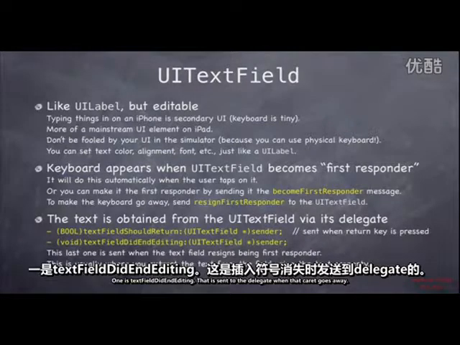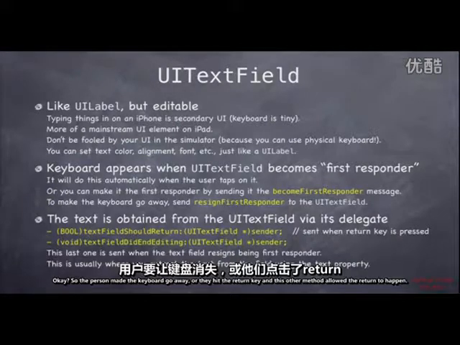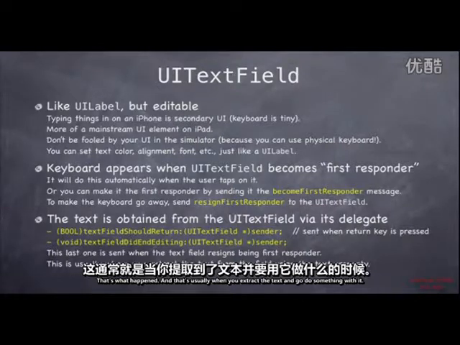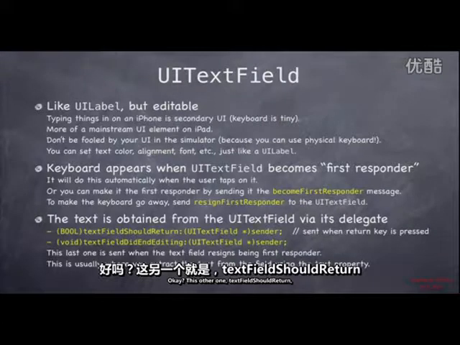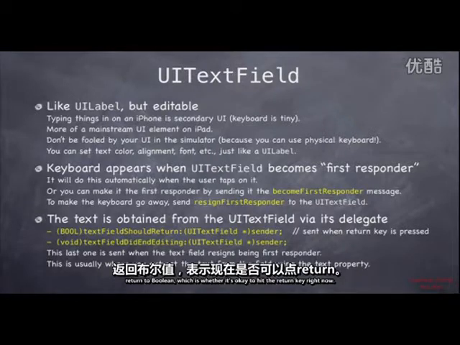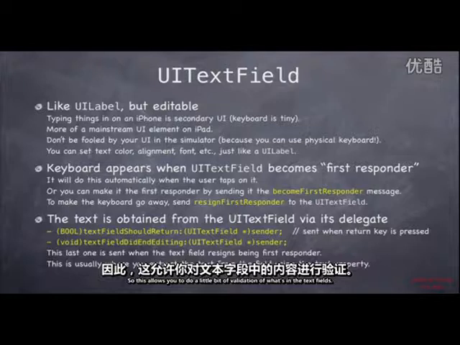One is textFieldDidEndEditing. That is sent to the delegate when that caret goes away. So the person made the keyboard go away, or they hit the return key, and this other method allowed the return to happen. That's what happened. And that's usually when you extract the text and go do something with it. This other one, textFieldShouldReturn, returns a Boolean, which is whether it's okay to hit the return key right now. So this allows you to do a little bit of validation of what's in the text field.